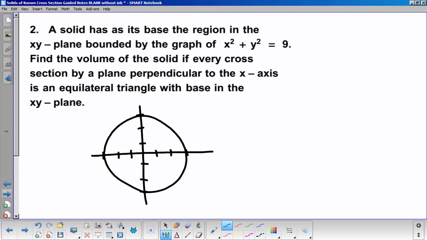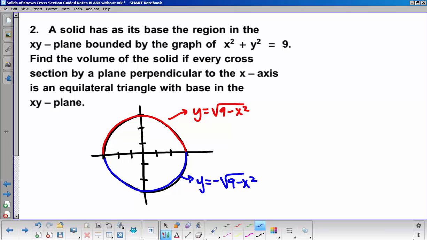Functionally, what's going on here? That's a relation right now. What's the top half equal? Yes, it is a semicircle. This is y equals the square root of 9 minus x squared. What's the bottom half? The negative, that's right. So this is y equals negative root 9 minus x squared. Okay, so let's get to work.